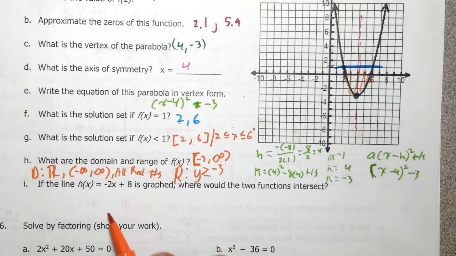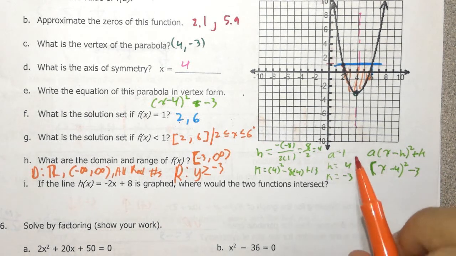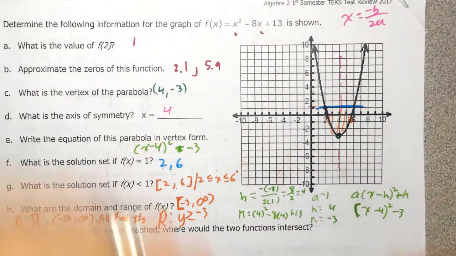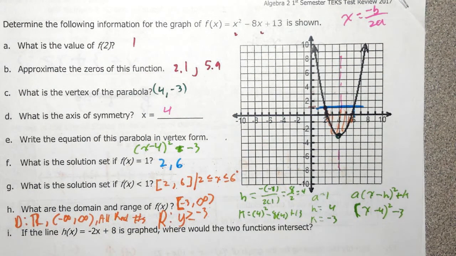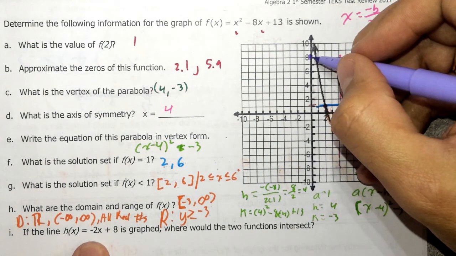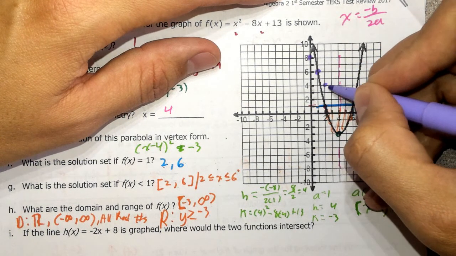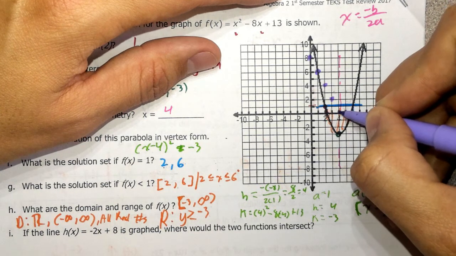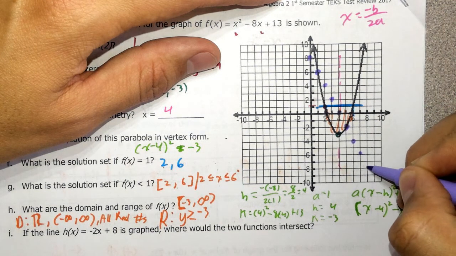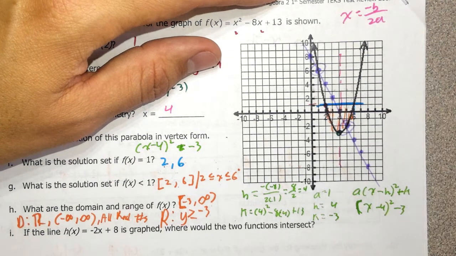If the line negative 2x plus 8 is graphed, where would the two functions intersect? You can set those equal to each other and solve that, or you can just graph that on here. I prefer just to go ahead and graph this on here. So let's graph negative 2x plus 8. Start at 8, down 2 over 1, down 2 over 1, there's an intersection, down 2 over 1, down 2 over 1, down 2 over 1, down 2 over 1, there's the other intersection, and I'm just going to finish this off a little bit. There's the line, intersects there and there.